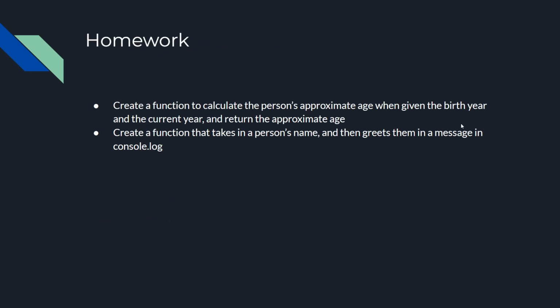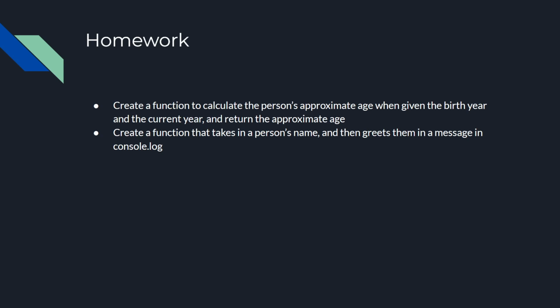So the homework, first one: create a function that, when given the person's birth year and current year, calculates their approximate age. I said approximate because you don't know if they passed their birthday or not, so it could be off by 1. So in our case, you can just give an approximate age.